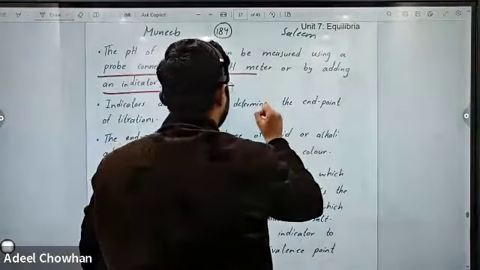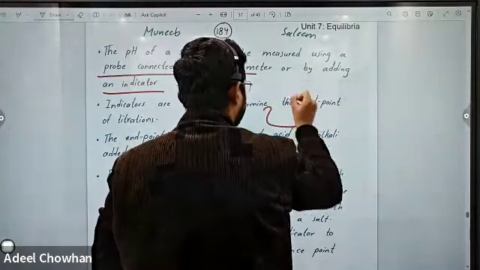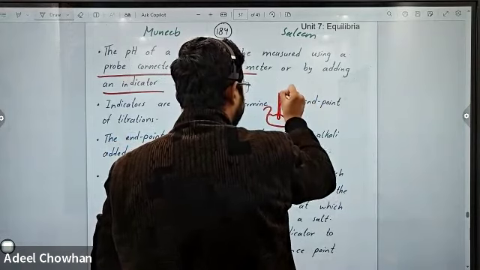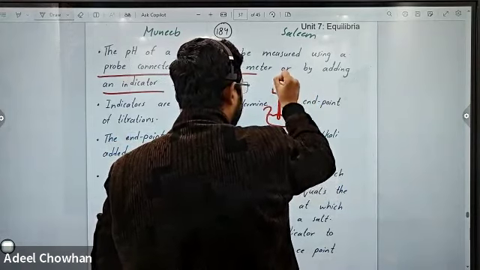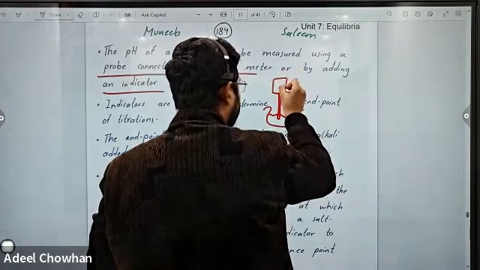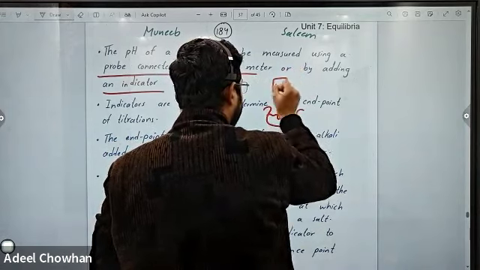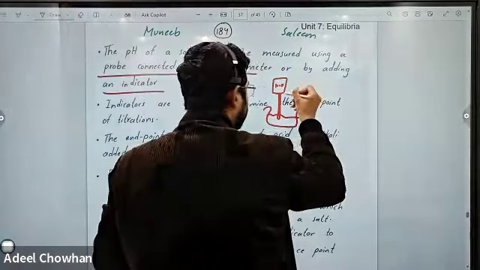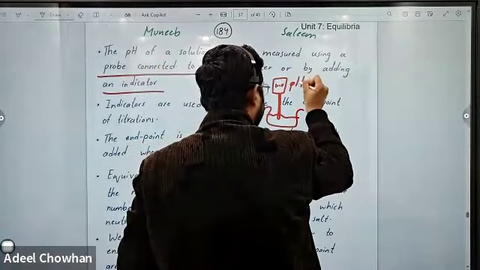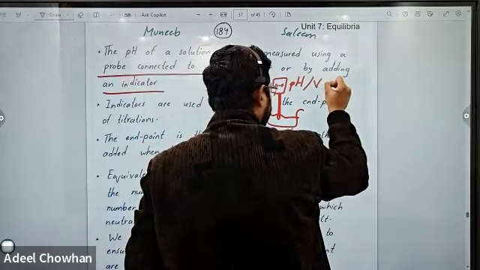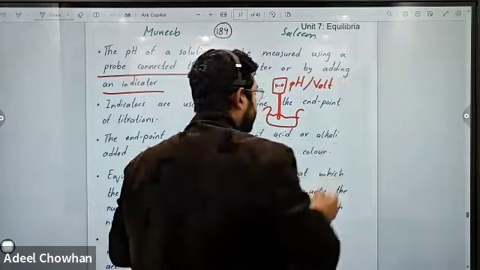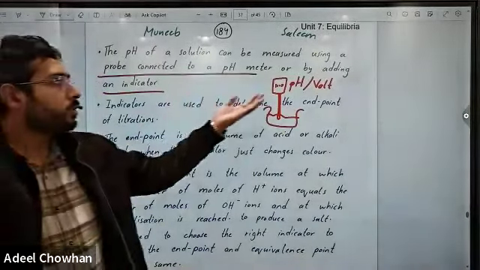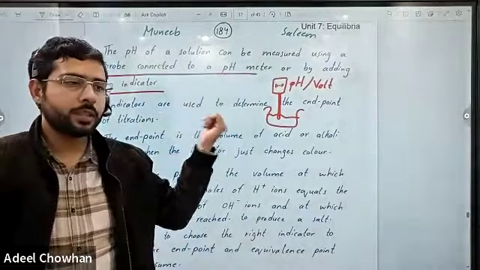If we have a solution which contains the acid, the pen type shape of the probe is basically dipped in that solution, and this indicates values on it. The values on this digital device can be the pH value, or it can be the voltage, which basically indicates the electrical conductivity. So if the pH value is shown on the device, it means we are basically measuring the pH of the solution.